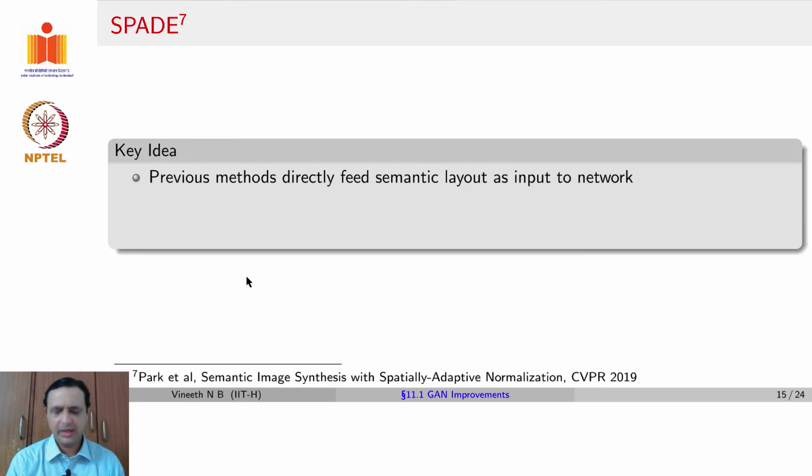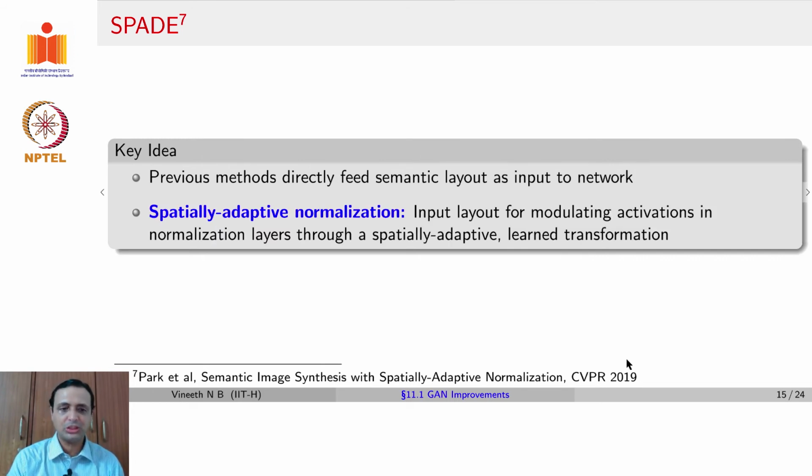Another method, a recent one, which was published in CVPR of 2019 again, is known as SPADE. We'll see its expansion soon. The key idea of SPADE is that previous methods directly feed the semantic layout as input to the network. You have a certain image and the entire semantic layout is known with the pixel configuration of the image.